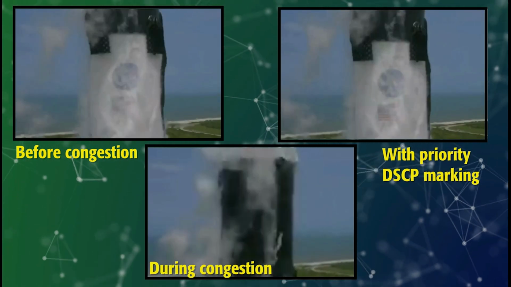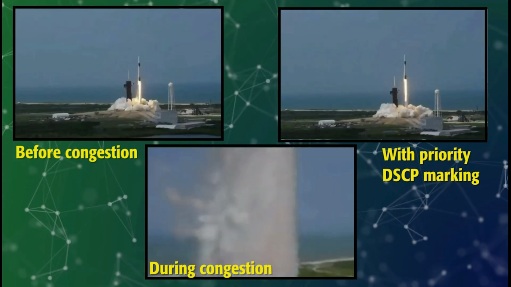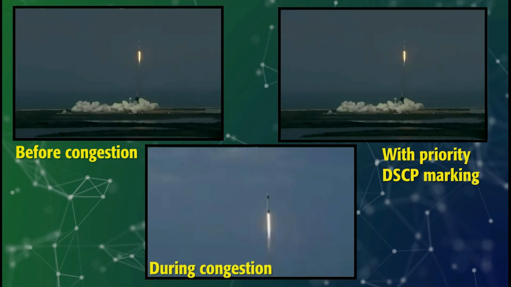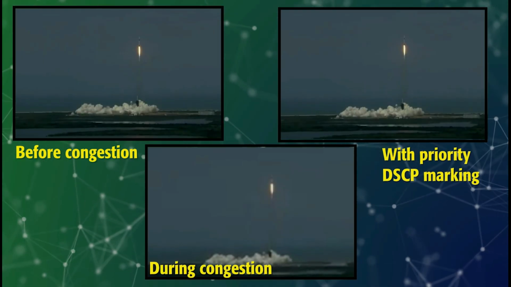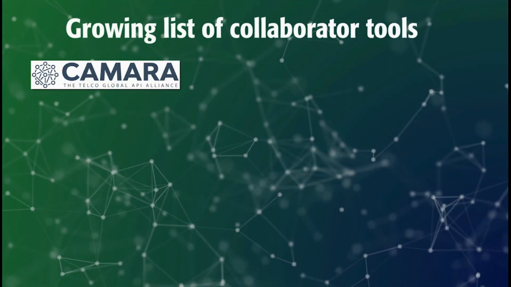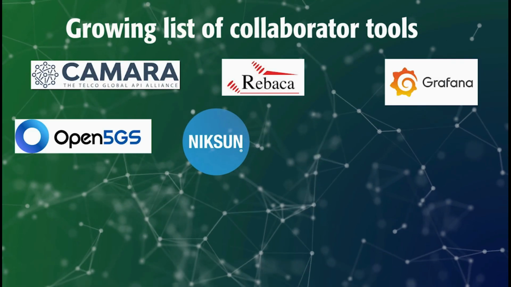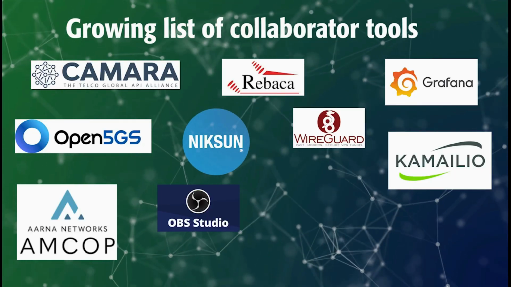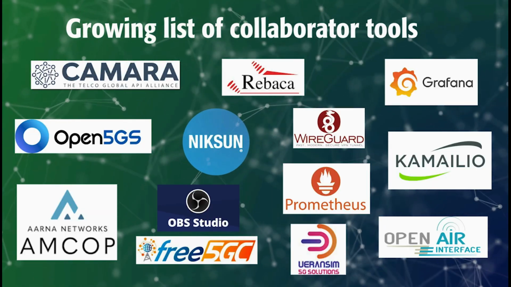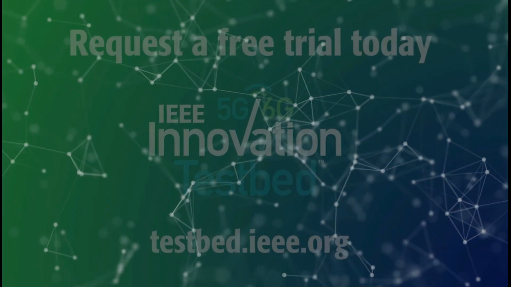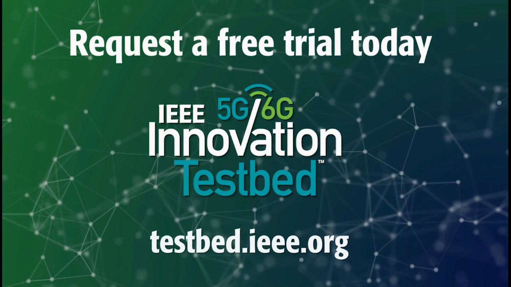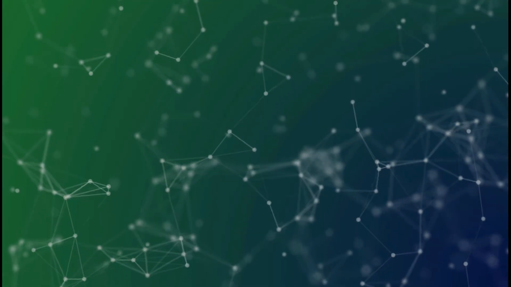And you'll really see that the two on the top are very hard to tell the difference between, whereas the one on the bottom lags behind, is lower quality, and generally looks bad. And so it's a nice simple demonstration to show how you can use tools like APIs to teach the network how to treat certain users over others when maintaining quality of service. And it's just one of many tools that our users can take advantage of in the IEEE testbed to do scenarios or use cases like this one.